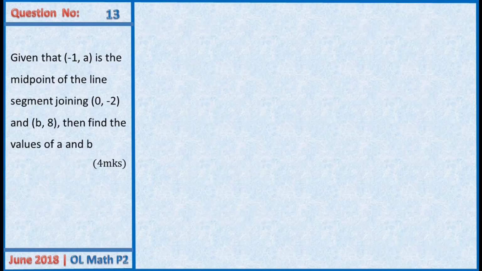Make sure your calculator is in radians. Question 13. Given that (-1, a) is the midpoint of the line segment with endpoints (0, -2) and (b, 8), find the values of a and b.